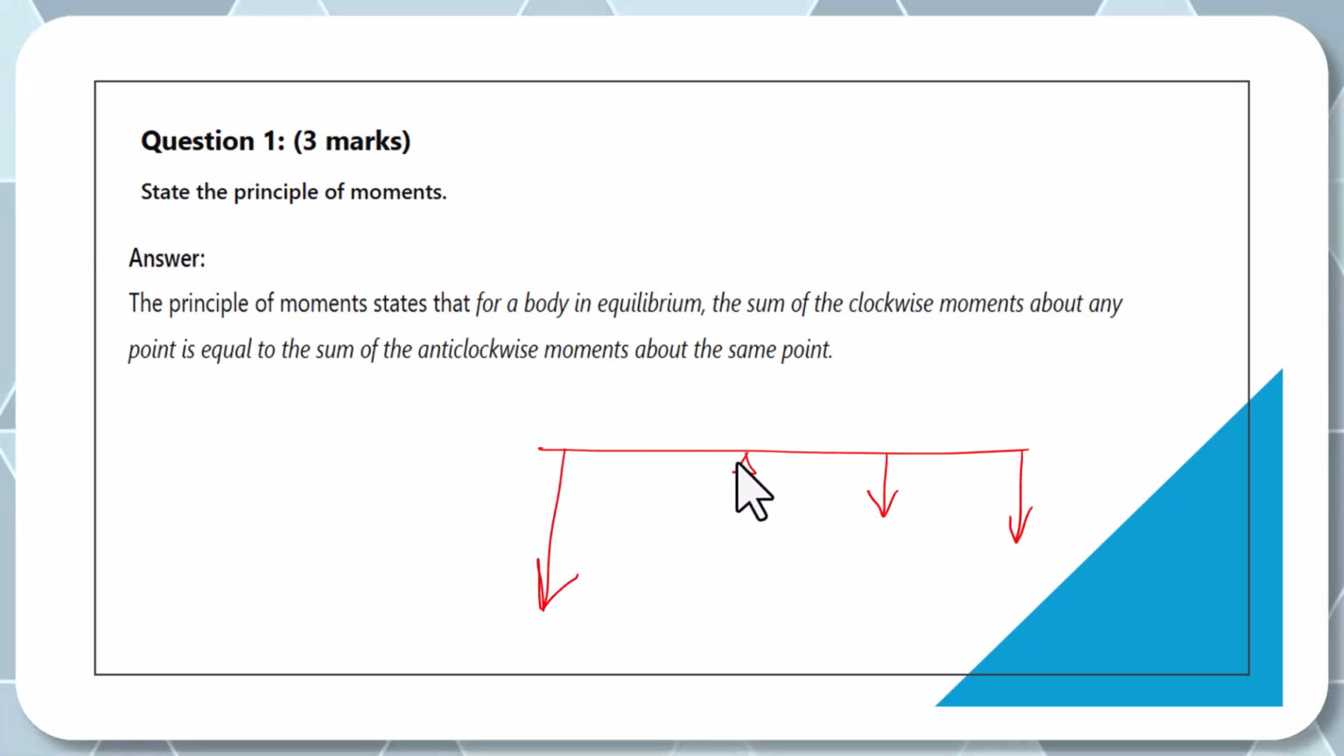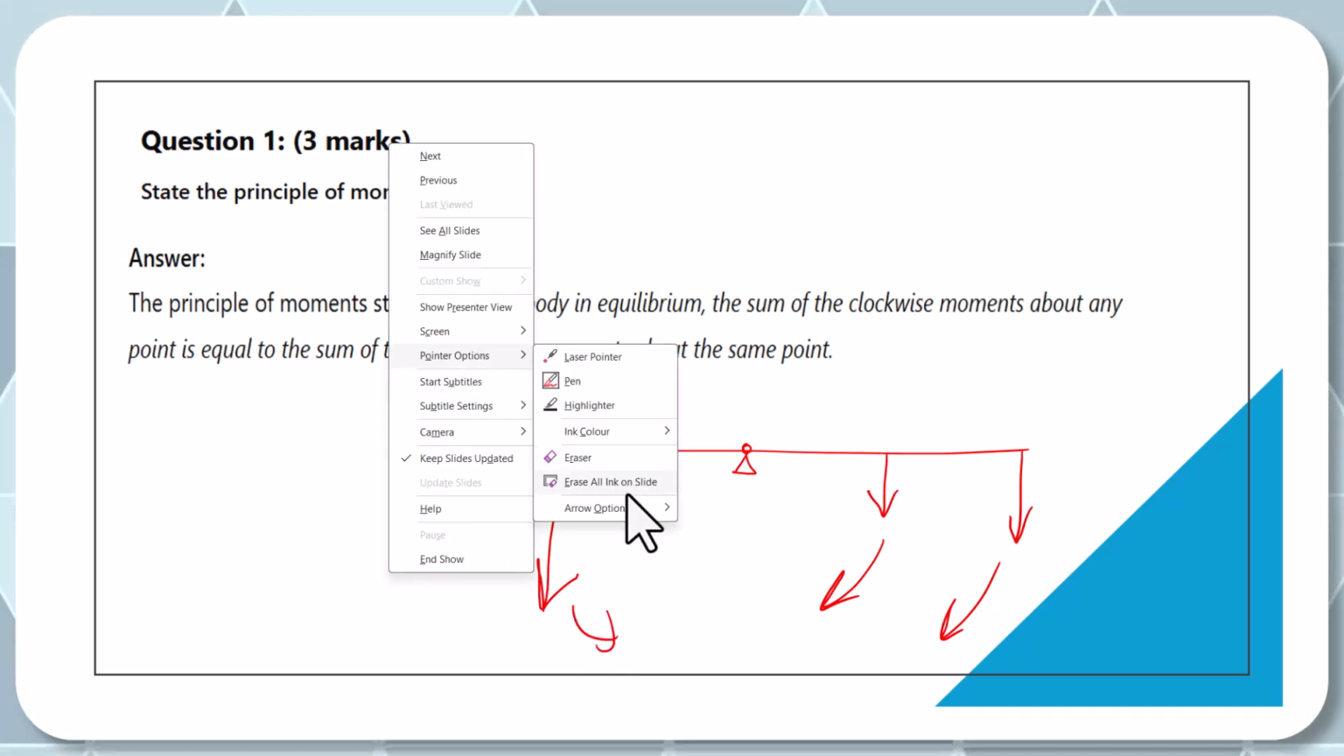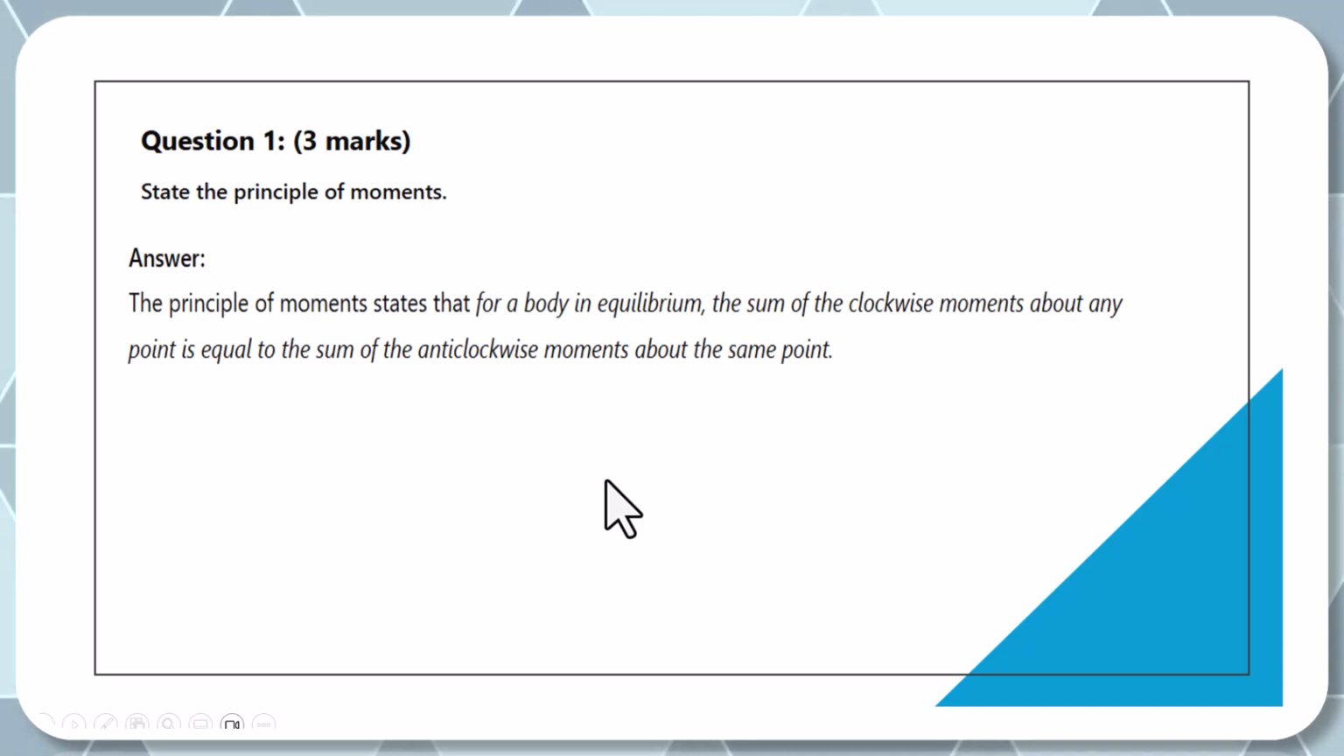What we are saying is that because this will go clockwise like that, and this will go anti-clockwise, the moment due to this force and that force added together should be equal to the moment due to the other force if they are in equilibrium. That's the principle. So if you got that, give yourself 3 marks. If you didn't get it, please pause the video and copy the answer down.